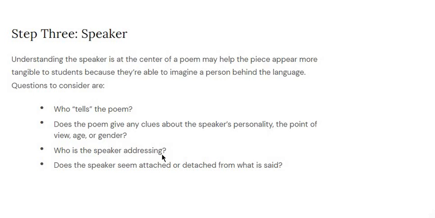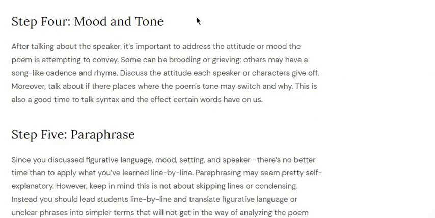Who is the speaker addressing? Is it you? Is it the general public? Is it a specific group of people? Does the speaker seem attached or detached from what is said? Alright, so who is the speaker you need to understand, because the speaker is at the heart of the piece. So if you get to know who is the speaker, the narrator himself, the poet himself, or third person or the first person, or who is it talking to, you or a specific group of people, it clears a lot of things.